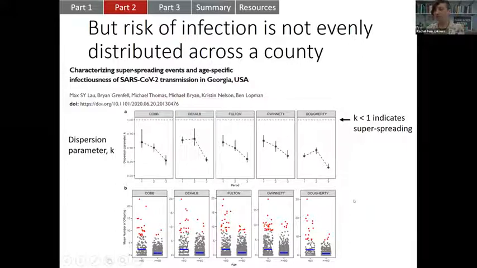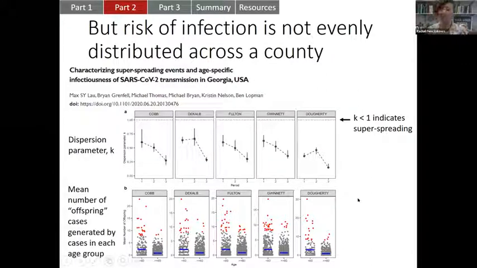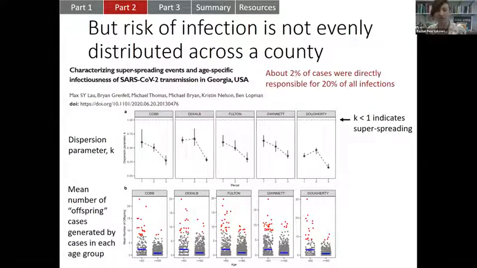Then another way to think about what super spreading actually is, is to look at the mean number of new cases produced by an original case. So the mean number of offspring cases generated by cases. In this study, the authors broke that into different age groups of the originally infected person. So whether the transmitter of disease was less than 60 years old or greater than or equal to 60 years old. And what you can see is that there were a lot of these red dots where there's a really high number of mean offspring, especially for folks in the younger age bracket. So about 2% of cases were directly responsible for 20% of all new infections. So super spreading is more the rule than the exception in terms of what's driving community transmission here.